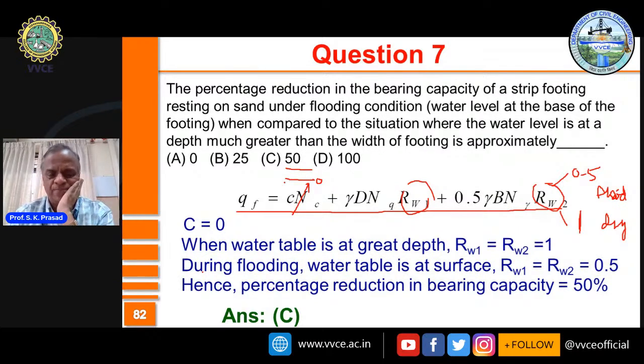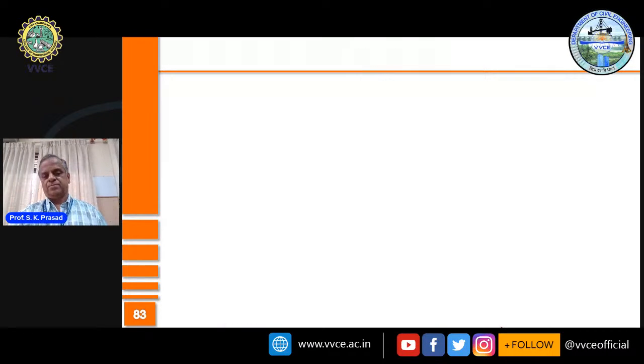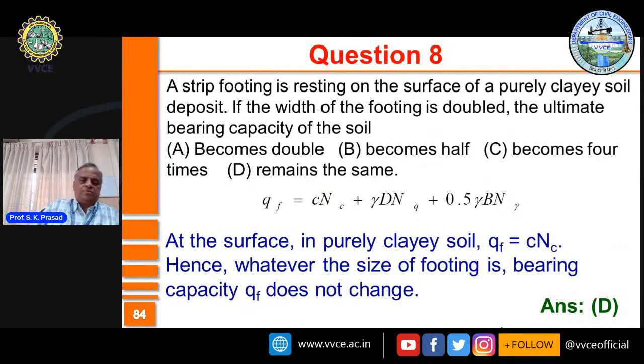So the answer is C. When the water table is at great depth, RW1 and RW2, both of them are 1. On the other hand, when it is at the surface, the value is 0.5. Anywhere in between, if the groundwater table is anywhere in between, it will be somewhere in between also. So the effect of the groundwater table is to reduce bearing capacity, and when the groundwater table is at the ground surface, there is scope that bearing capacity can decrease by 50%. Friends, let's move on to the next question.